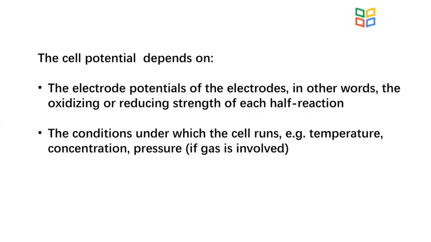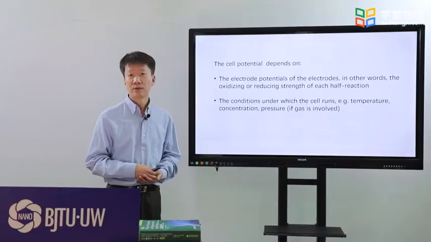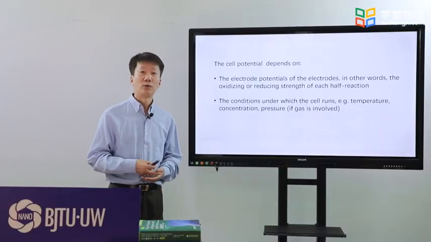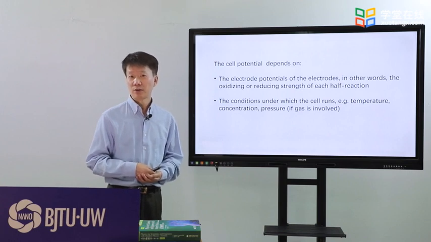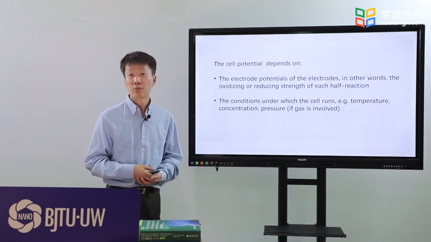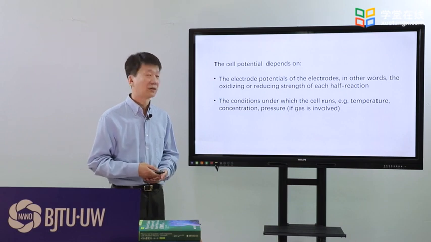The cell potential depends on the electrode potentials of the electrodes. In other words, the oxidizing or reducing strength of each half reaction, and the conditions under which the cell runs, for example, temperature, concentration, and pressure, if gas is involved.